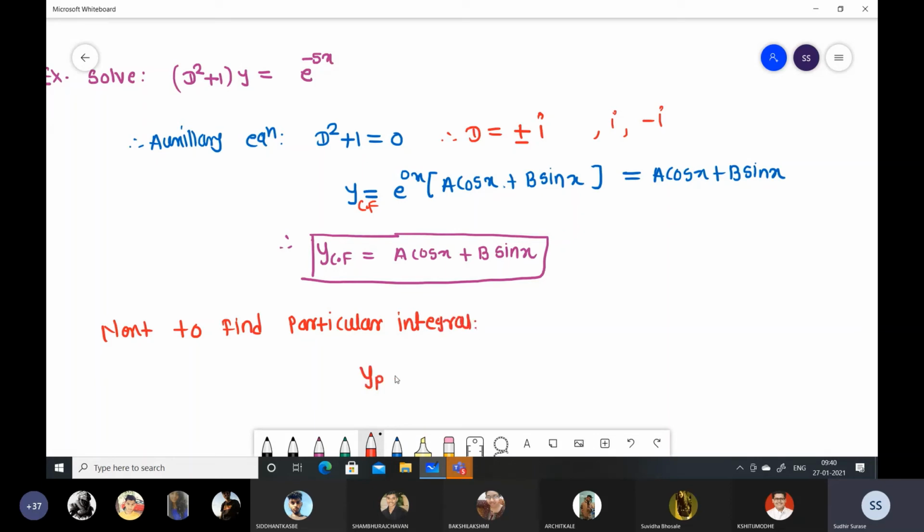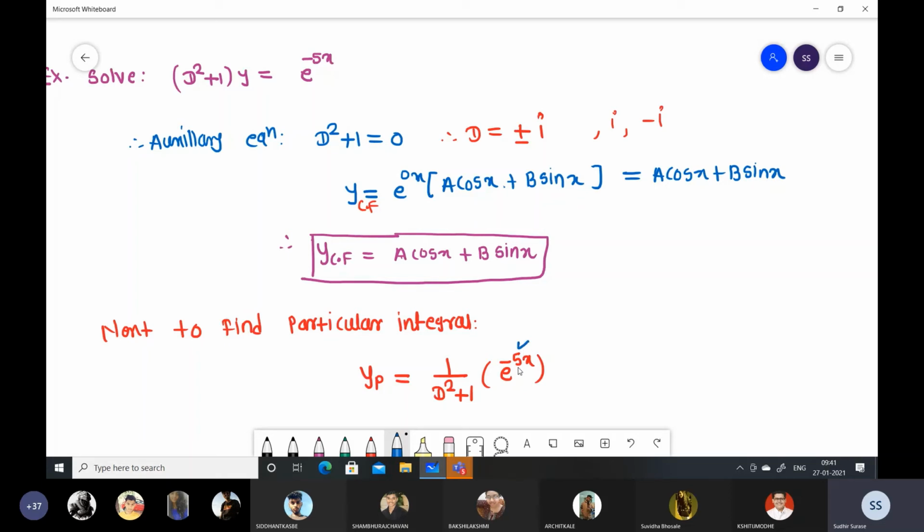So yp is equal to, the process is the same. We have to consider the differential operator 1 upon d square plus 1 operated on the right hand side function e to the power negative 5x. And this time we are not going to use the general method. We are going to use shortcut formula number 1. What I said to you is you have to replace the value of d by the coefficient of x of the exponential term, right?